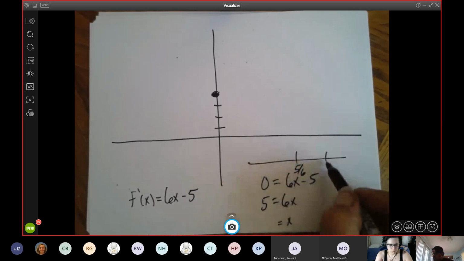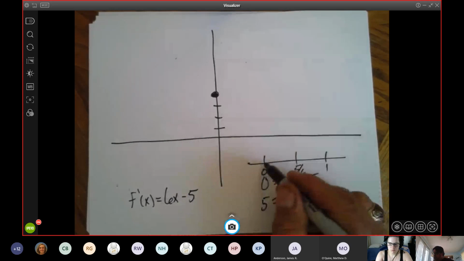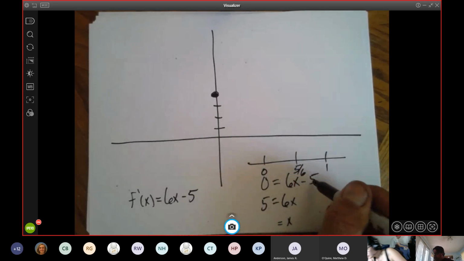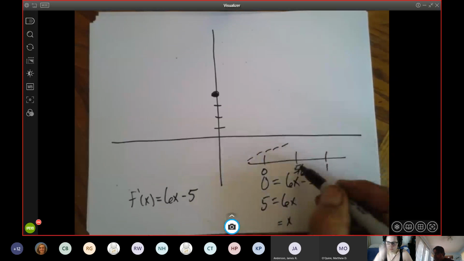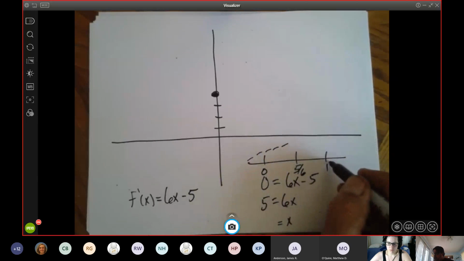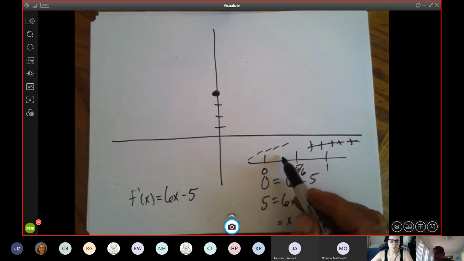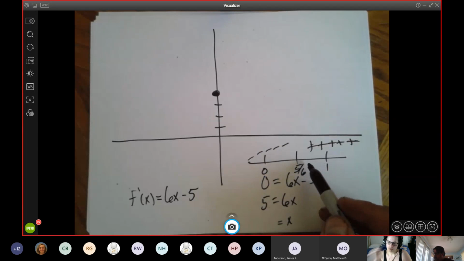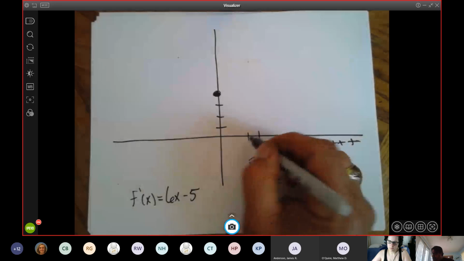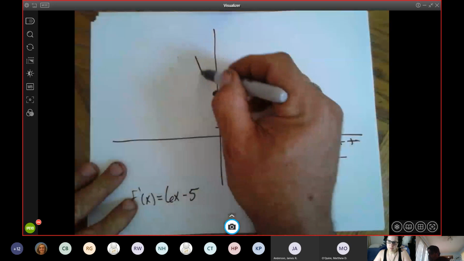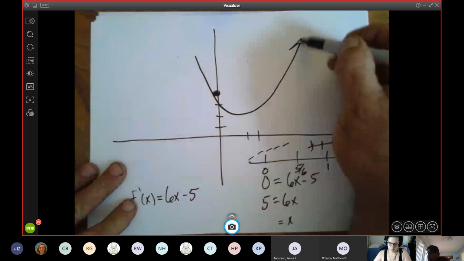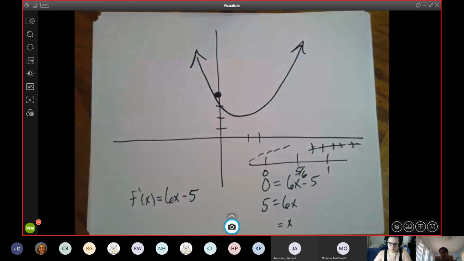So 5/6. That's between 0 and 1. If I plug 0 back into this, that's going to give me negative. And at 5/6, if I plug in 1 here, that's going to be positive. So that means I'm decreasing and I'm increasing. So that means that 5/6 is on this side. There's 1, there's 5/6. So my graph looks something like that. Okay. Now, I may be off a little bit. I'm not worried about if I'm off. I'm just worried about one thing.